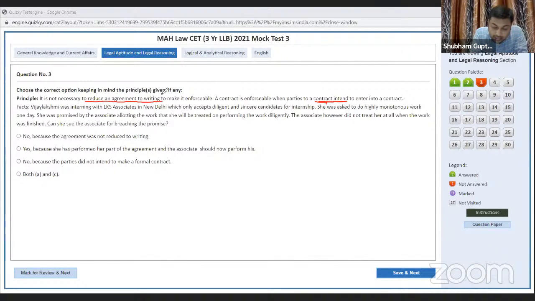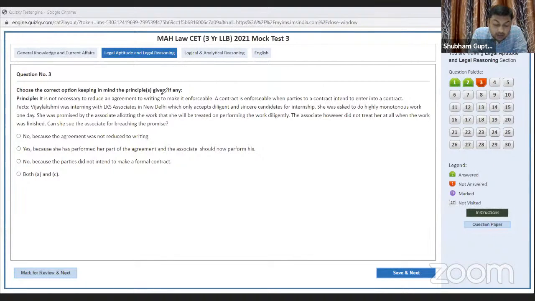Vijay Lakshmi was entering with LKS Associates in New Delhi, a company which only accepts diligent and sincere candidates for their internship. She was asked to do highly monotonous work one day. She was promised by the associate allocating the work that she will be treated on performing the work diligently. The associate, however, did not treat her at all when the work was finished.